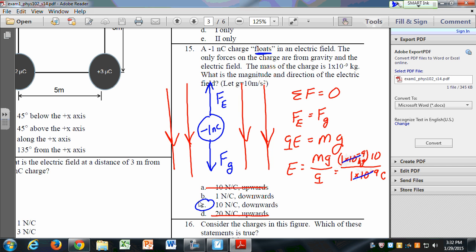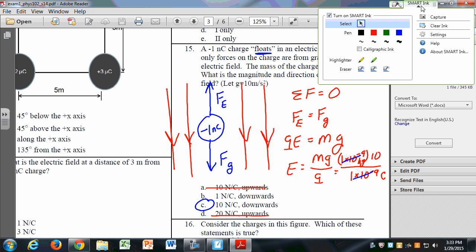So a couple steps here. I first had to determine the direction of the electric field, because you notice if you had found 10, you might have also said A, which was upwards, but that's not the right answer. It's downwards because it's a negative charge, and the force due to the electric field has to be up in order to counterbalance the gravitational force. And a negative charge feels a force that's in the opposite direction of the electric field. That comes out of our definition of the electric field. So those are the type of problems that you'll see for electric field and that definition.